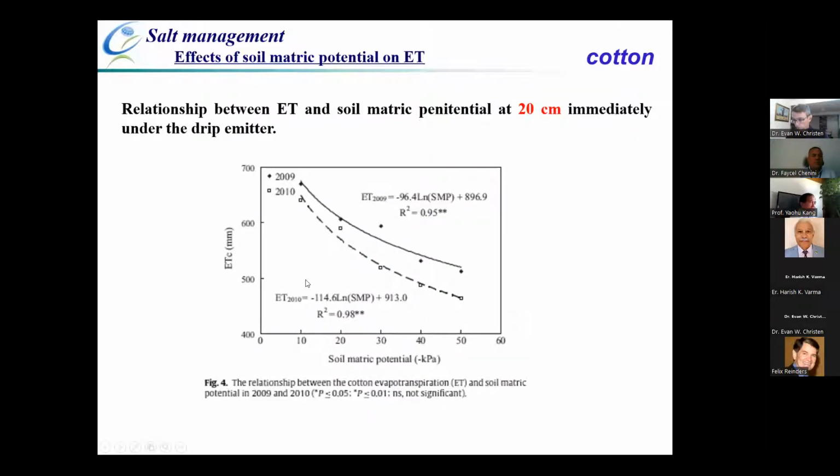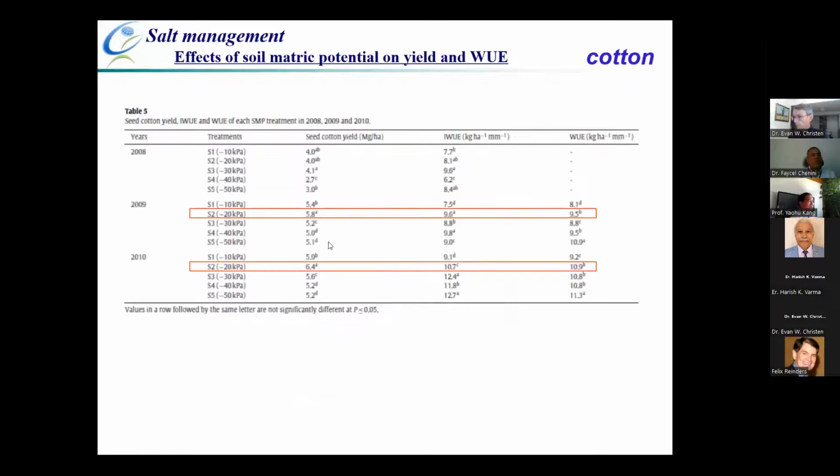And this is the relationship between the yield and the soil matric potential. This is for the cotton, and it is similar for potato and radish, which I now mention and introduce here. So we found that also for the cotton, when the soil matric potential at 20 centimeter is controlled at the threshold of minus 20 kPa, the yield is the highest for both years.